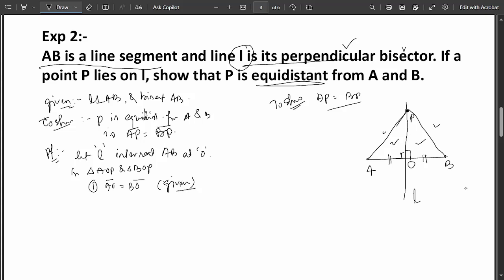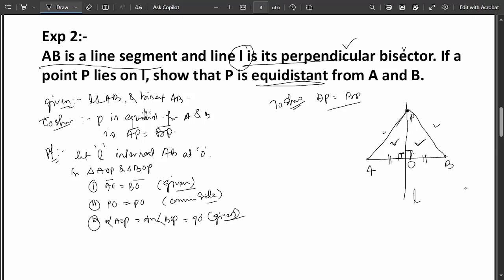Second, PO is the common side, which is in both triangle AOP and triangle BOP. The third one: since L is perpendicular, it makes 90 degrees on both sides. That is, the measure of angle AOP is equal to the measure of angle BOP, equals 90 degrees. That is also given.